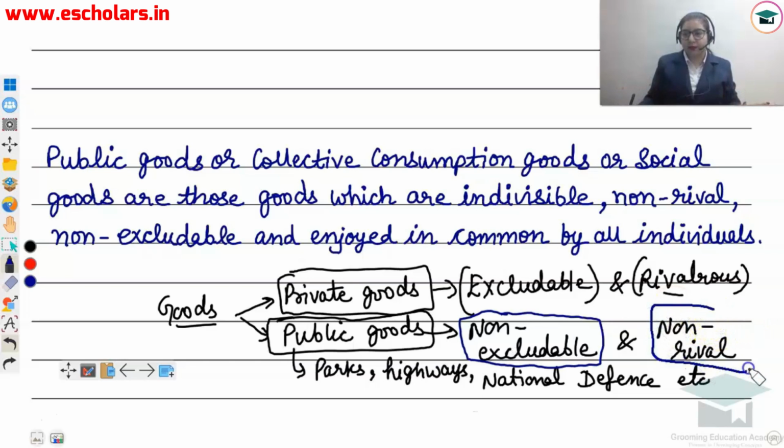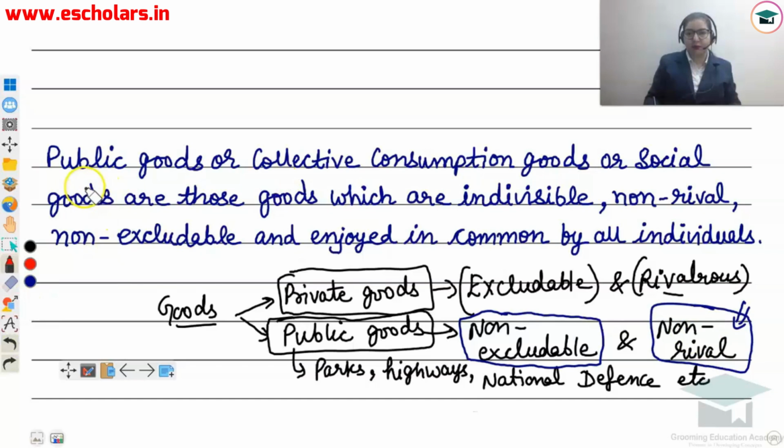Next, non-rival. If someone is using a public good, then it doesn't reduce the availability of that good for consumption by others. For example, if I am using the park, then it will not reduce the availability of the park for others, right? If I am using the street light, then it cannot reduce the quantity or the quality of street light for others. So it is non-rival in nature. So this is a major difference between private goods and public goods.